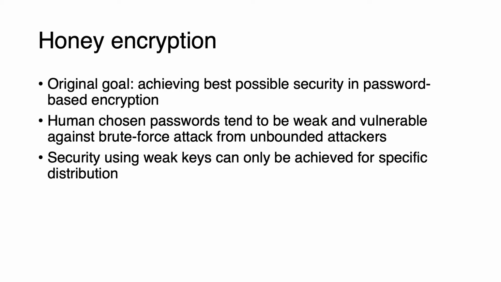Honey encryption was originally designed to achieve best possible security in password-based encryption. Human-chosen passwords tend to be weak, and a strong attacker may perform a brute force attack on all possible passwords. This strong attacker is modeled to be unbounded in previous works. Upon receiving a message, the attacker can decrypt it using all possible passwords. It is easy to find the correct password in this way, since decryption using the correct password results in a meaningful message, while decryption using wrong passwords often gives random results. It has been shown that we cannot guarantee security for arbitrary input in these settings. Rather, security can only be achieved for a specific input distribution.